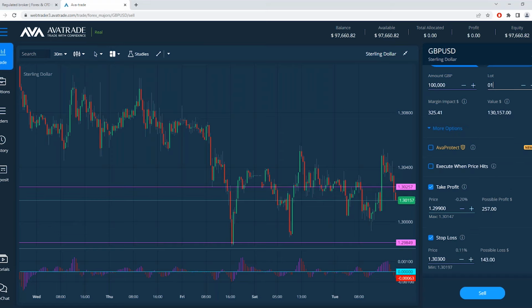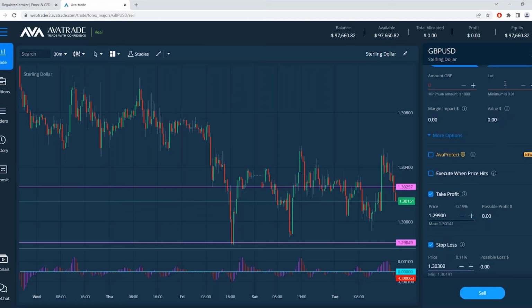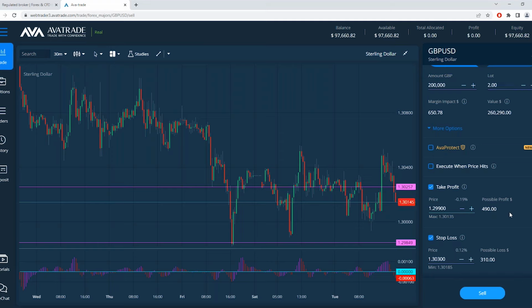If I put one full lot, I'm risking 143. I made up a number of 250 I'm willing to risk, so I'm going to put 2 lots. And now I see 310, so I need to go a little lower in size.